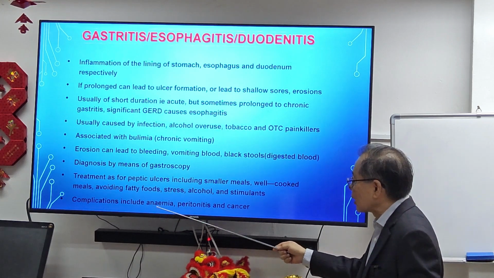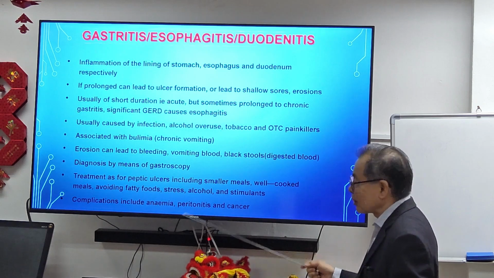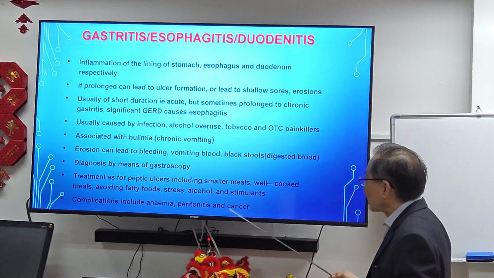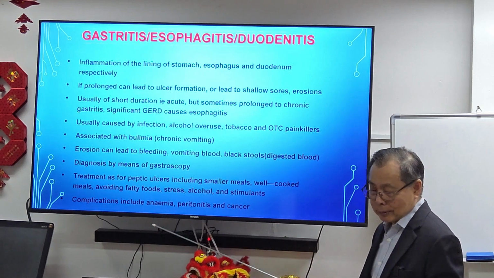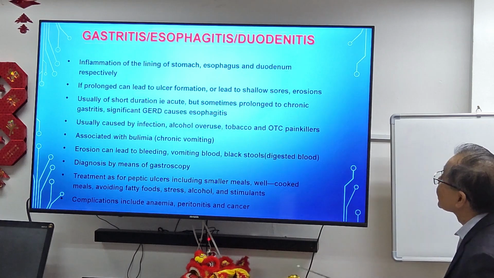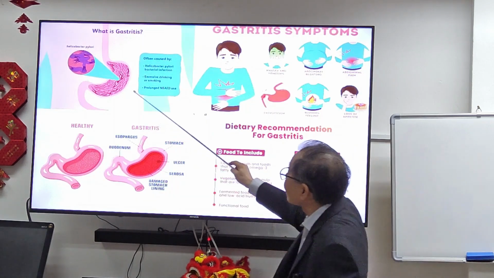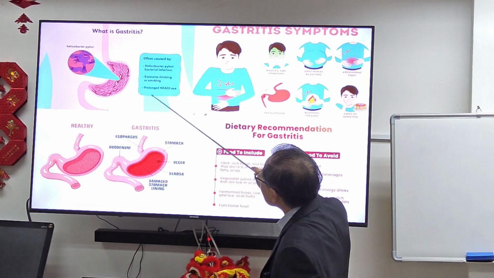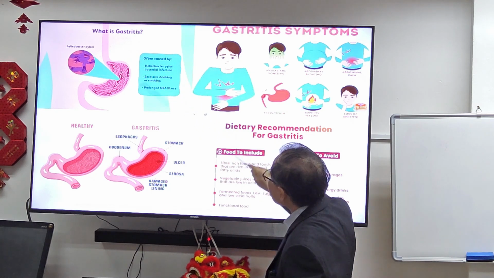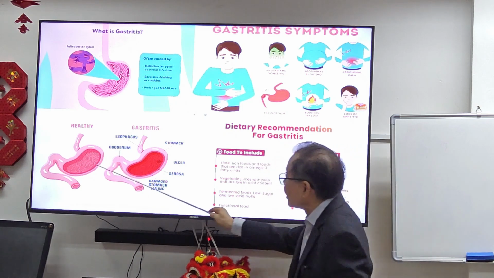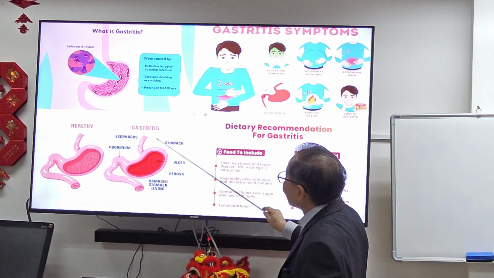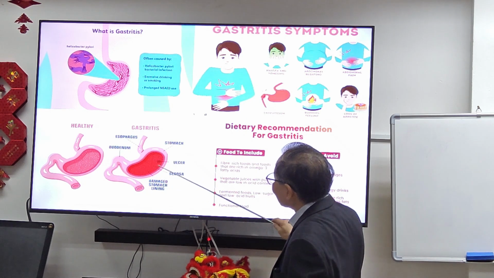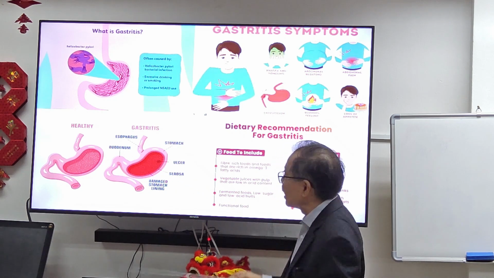Too prolonged bleeding can cause anemia. Peritonitis is when stomach contents empty into the peritoneum, and cancer. So these are the complications. So there you are. Gastritis associated with Helicobacter, with painkiller use, excessive drinking or smoking. Healthy, lovely pink color. When it's gastritis, it's a bright red color. You can see the damage there. You can see tiny ulcers, and when you have tiny ulcers, it's called erosion.